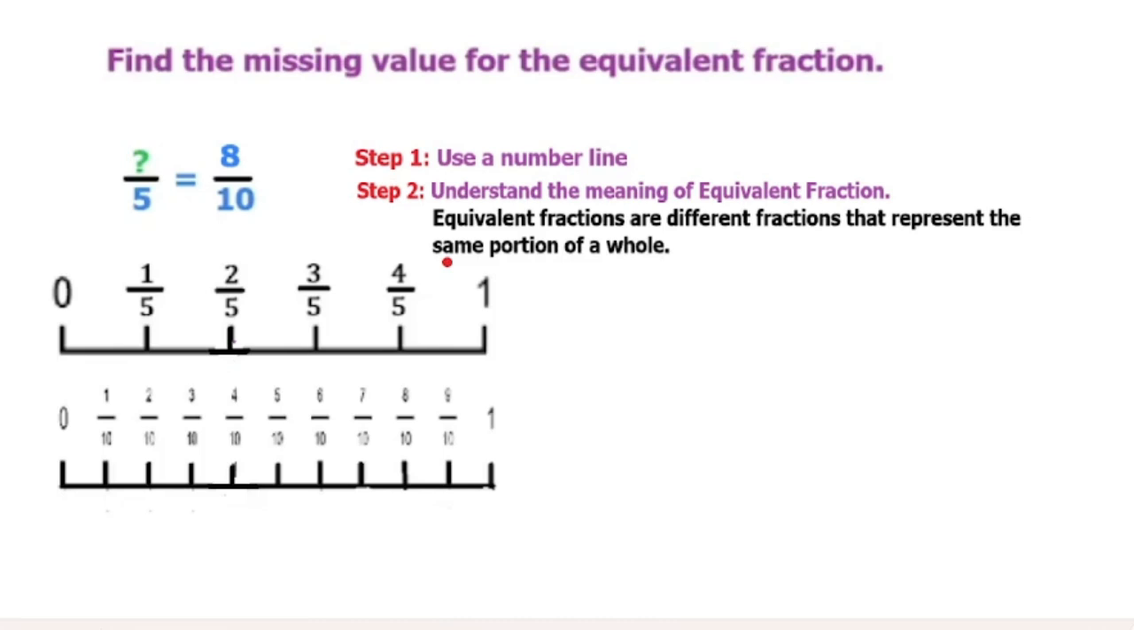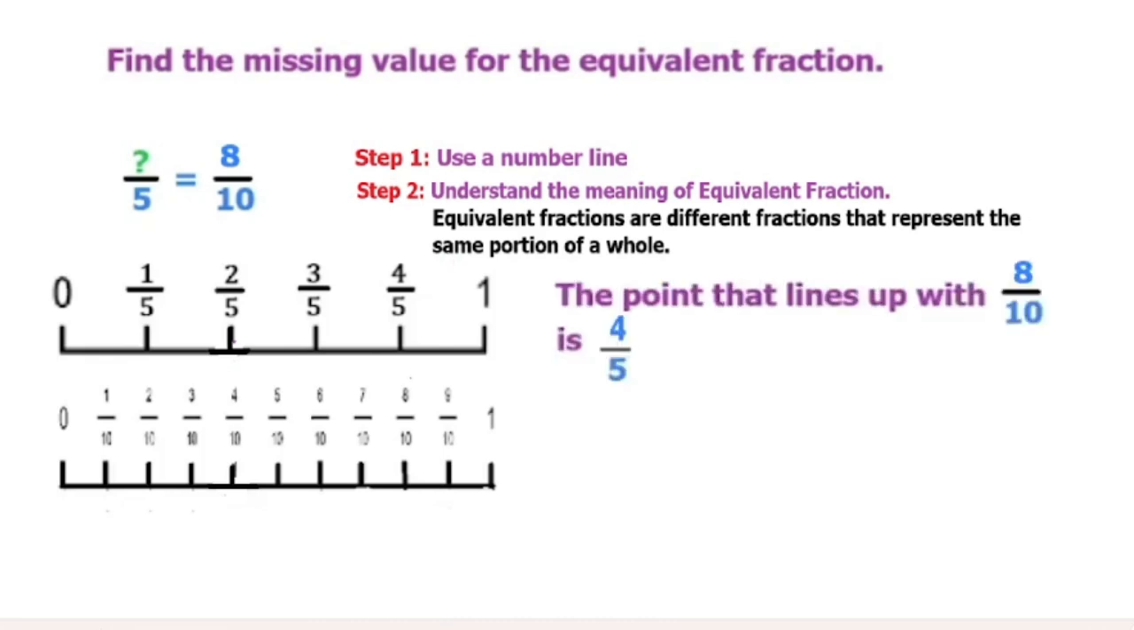So let's put 8 over 10. Let's write it in. So 8 over 10 we can see is right here. So let's mark that with a marker. So this is 8 over 10. Okay? And the point that lines up with 8 over 10 we could see is 4 over 5. So this is the equivalent fraction to 8 over 10. So let's mark that in as well.